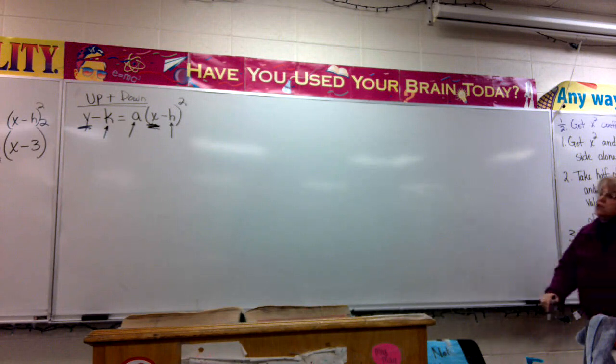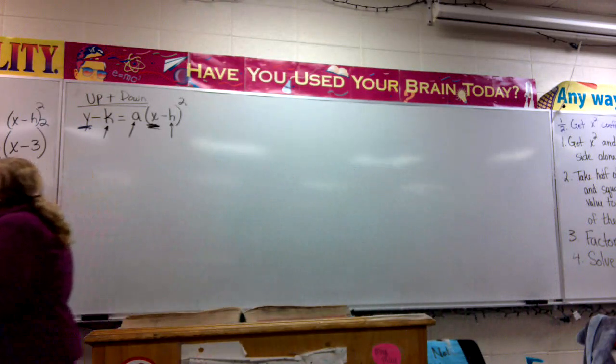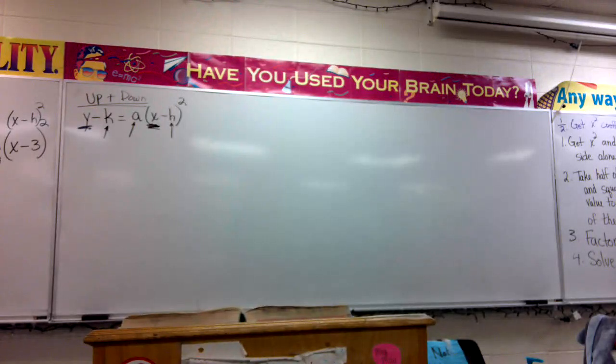If a is less than 0, in other words, if a is negative, then the parabola opens down. So over here in my picture, a is positive, then it opens up. A is negative, and it opens down. So this parabola right here, by knowing the equation, you would be able to tell me if it opens up or down, right? Does this one open up or down? Up, because it's positive. So it opens up. That's the first thing you can tell about the equation.